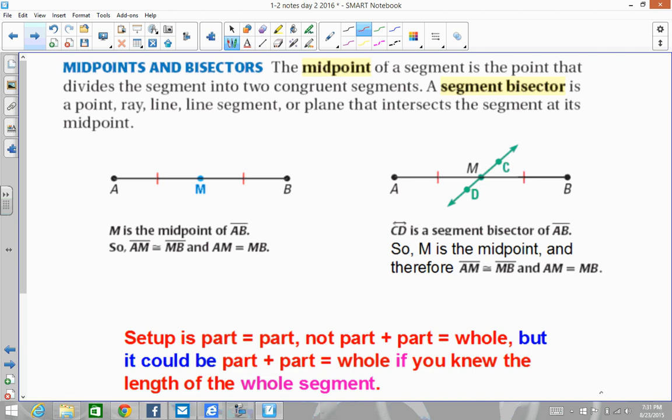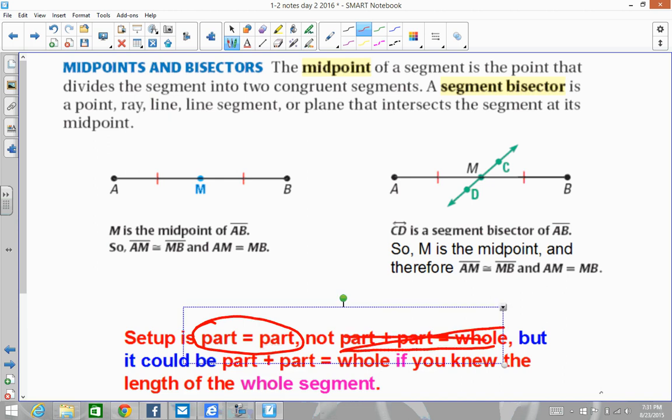Okay, so the midpoint of a segment is the point that divides a segment into two congruent segments. So when you have a midpoint like right here, it basically means that you have part is equal to part, not part plus part is equal to whole. It could be that if they told you what the whole was. So make sure you read each question carefully. So that doesn't mean you don't ever use part plus part is equal to whole. It means you just don't necessarily use it every time.